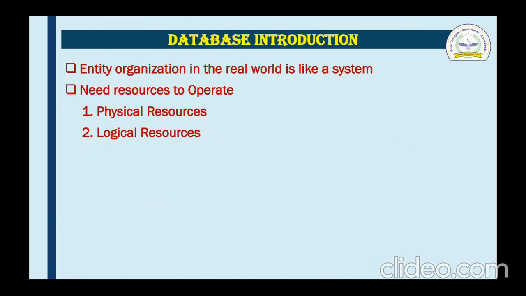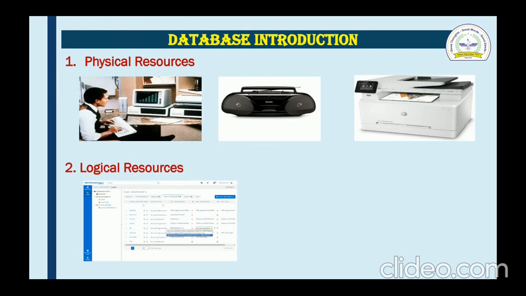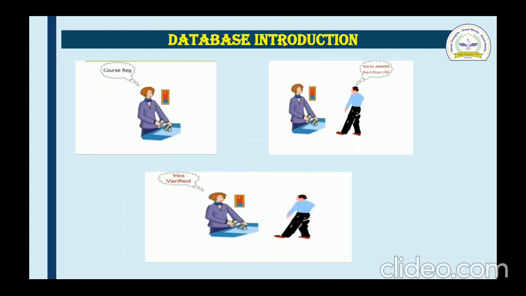Database introduction. Every organization in the real world is like a system which requires resources in order to fulfill its main objective. These resources are: number 1, physical resources such as human resources, equipment, etc. Number 2, logical resources such as data. It is very difficult to rely on physical resources.